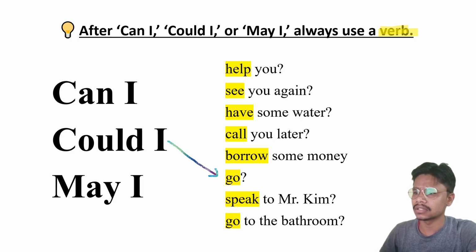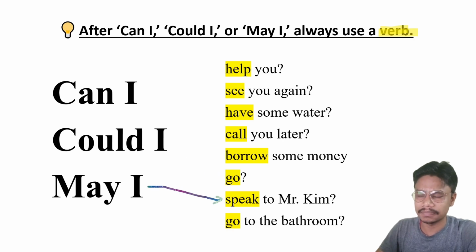Okay, and remember, may I is polite. Okay, you want to say that to someone who's a little bit more important, maybe someone you don't know. Again, you would use may I. So may I speak to Mr. Kim? Maybe you called his office. Okay, so you say may I speak to Mr. Kim?